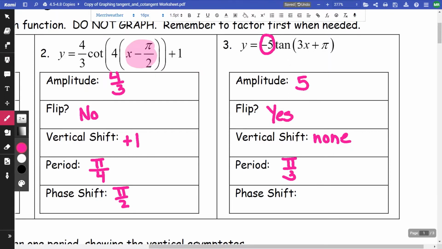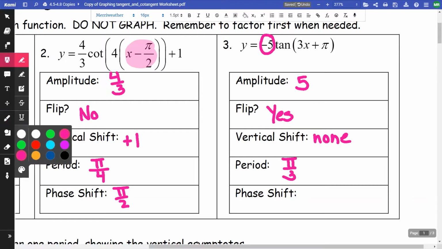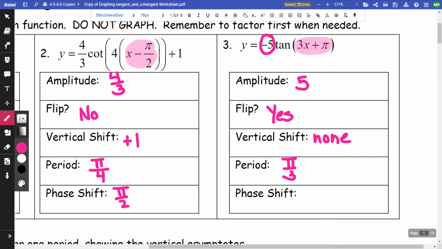Now, when I'm doing my phase shift, I want to ask what is happening here. So for that, I am going to set that equal to 0. And I'm going to end up getting a negative pi over 3 when I do that math. So that's my phase shift, a negative pi over 3.